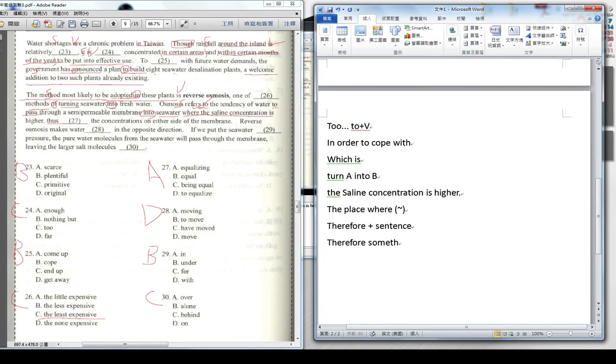equalize, because equal is "equal to", so equalize means make it equal, so we make something equal. Equalize the concentrations on either side of the membrane.